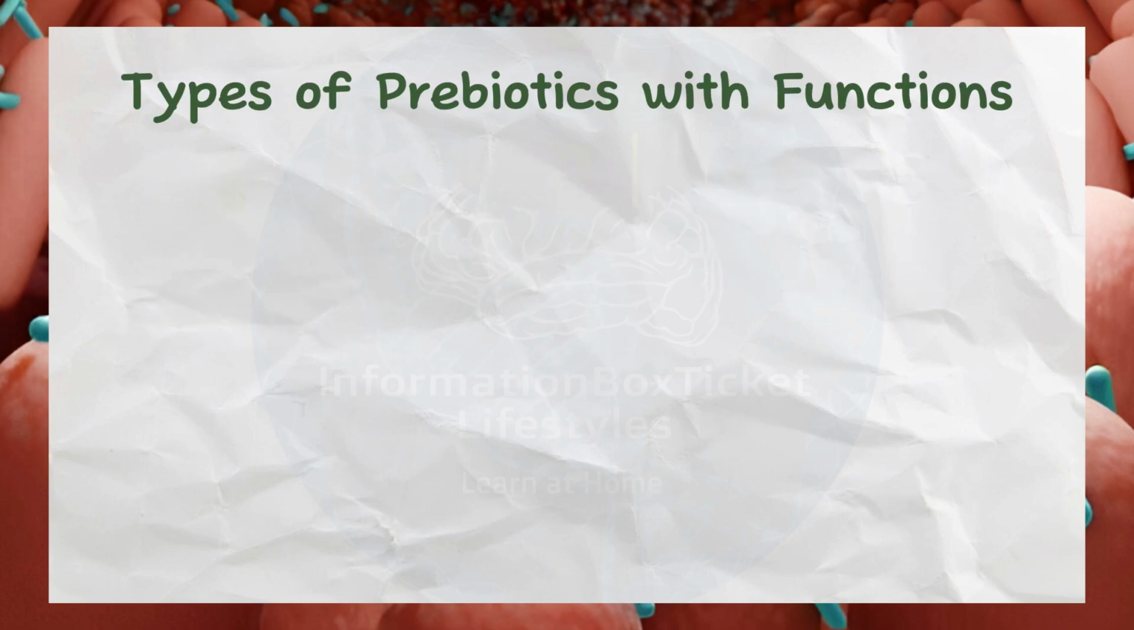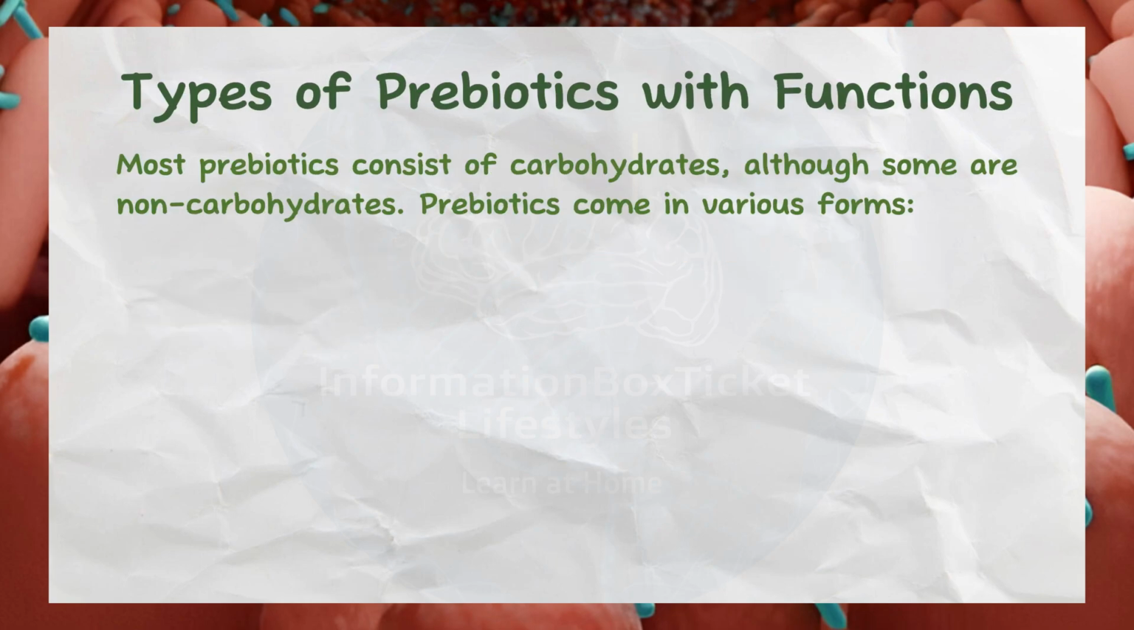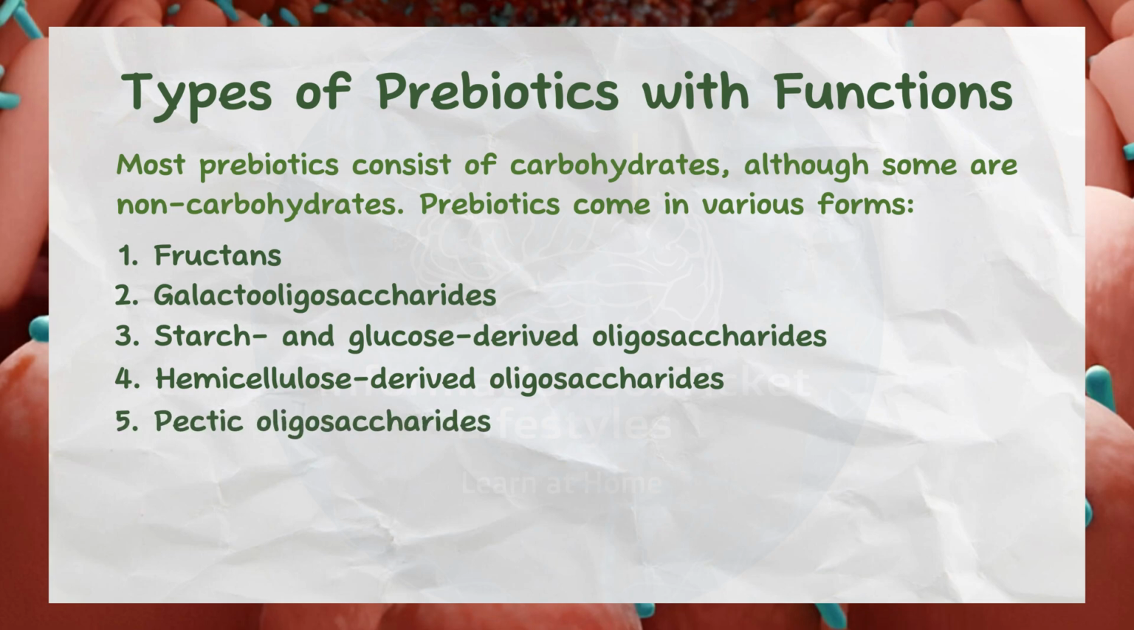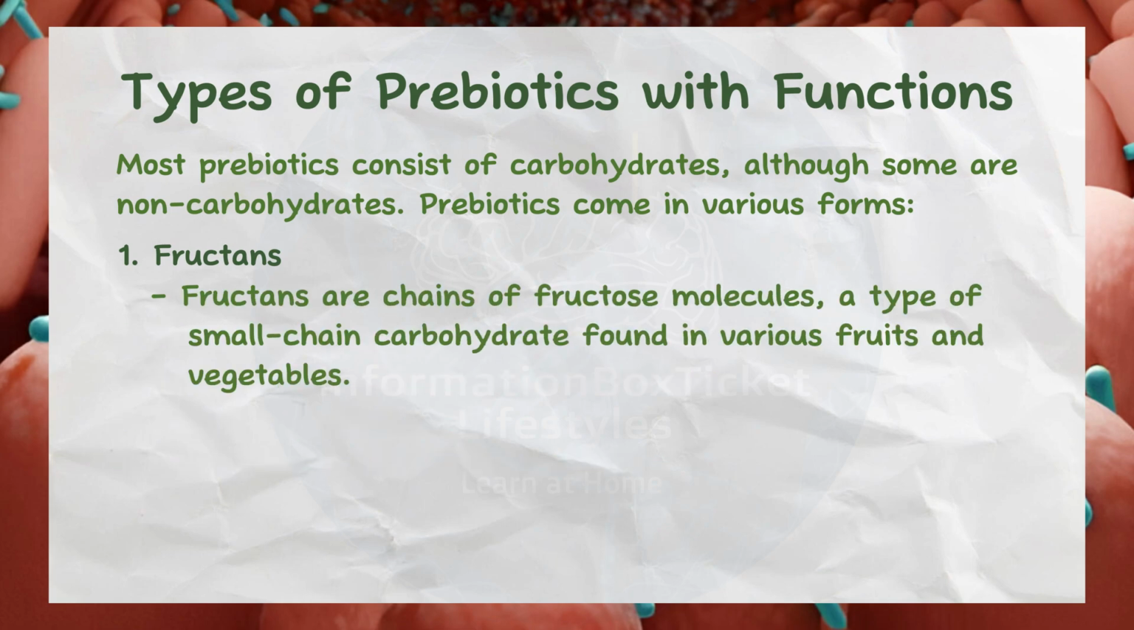Types of prebiotics with functions. Most prebiotics consist of carbohydrates, although some are non-carbohydrates. Prebiotics come in various forms. 1. Fructans 2. Galacto-oligosaccharides 3. Starch and glucose-derived oligosaccharides 4. Hemicellulose-derived oligosaccharides 5. Pectic oligosaccharides 6. Non-carbohydrate oligosaccharides.